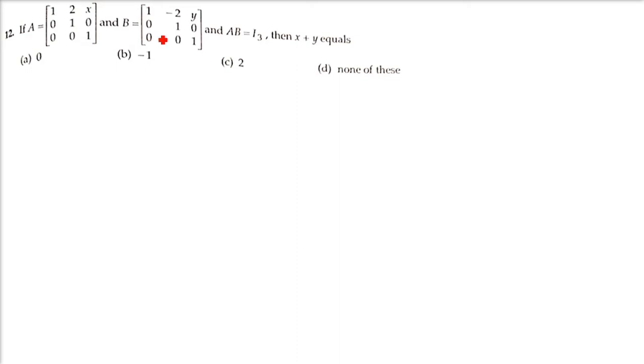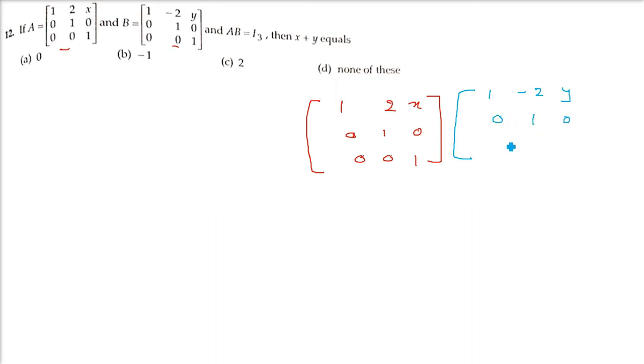Now A is this and B is this. A into B is I3. I is the identity matrix. Then x plus y equals. So we just have to multiply it. And when you see, one of the terms will be x plus y. Okay. So we'll properly multiply it, and then we will equate it to the identity matrix. A is this: 1, 2, x, 0, 1, 0, 0, 0, 1. This is our first matrix. The next one will be 1, minus 2, y, 0, 1, 0 and 0, 0, 1.